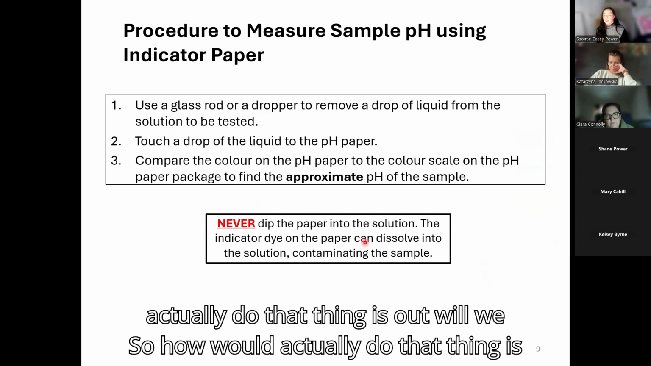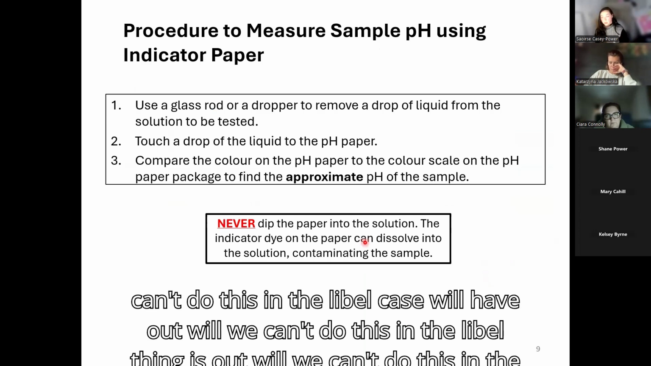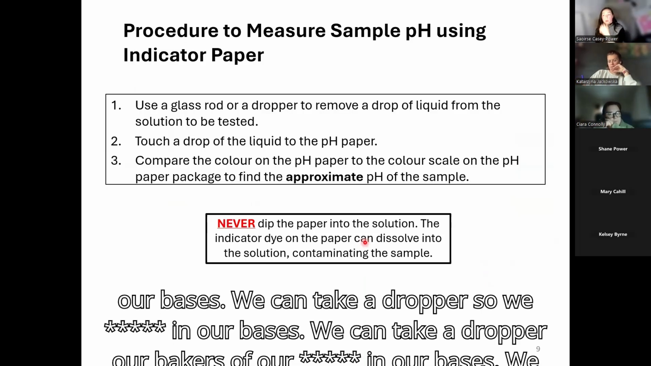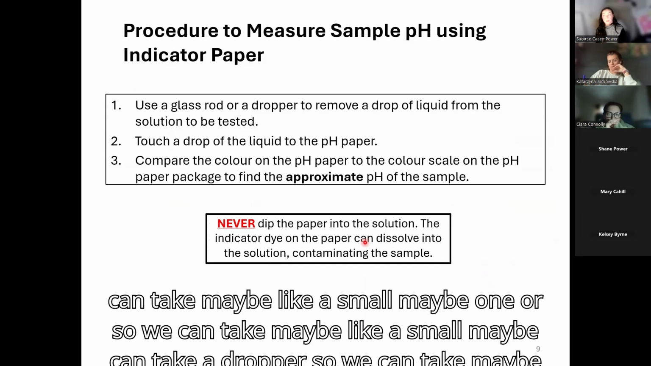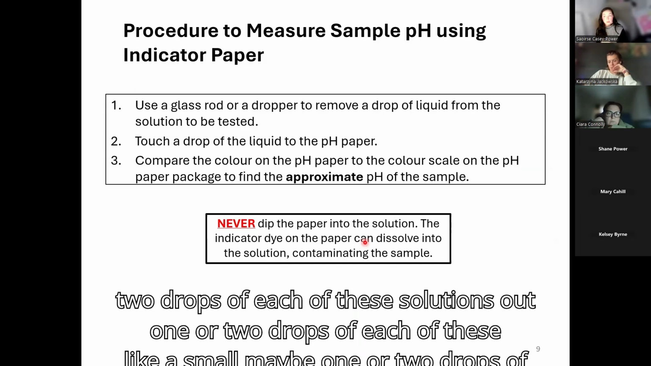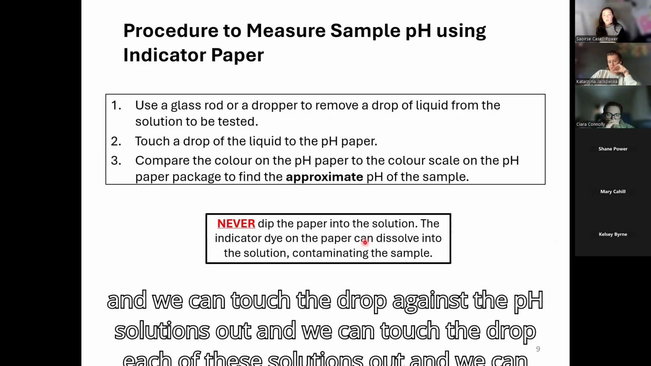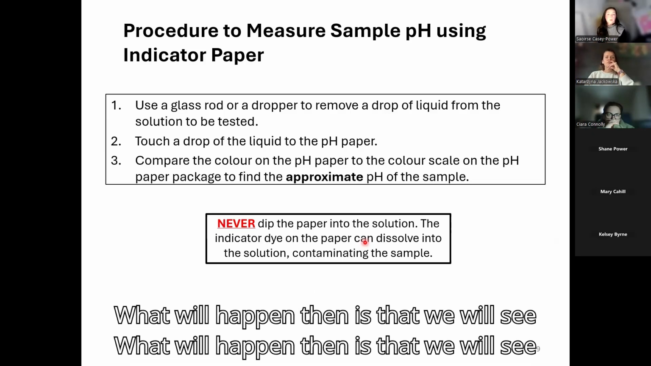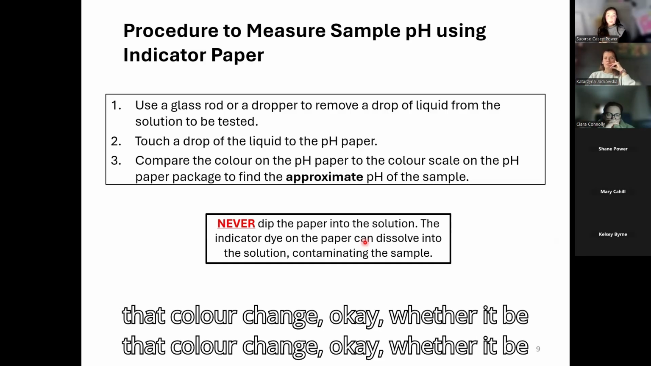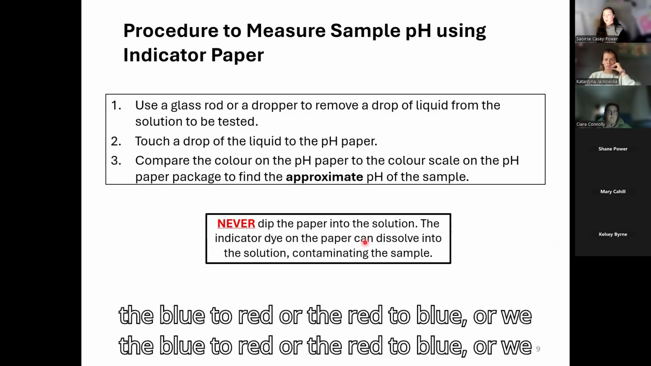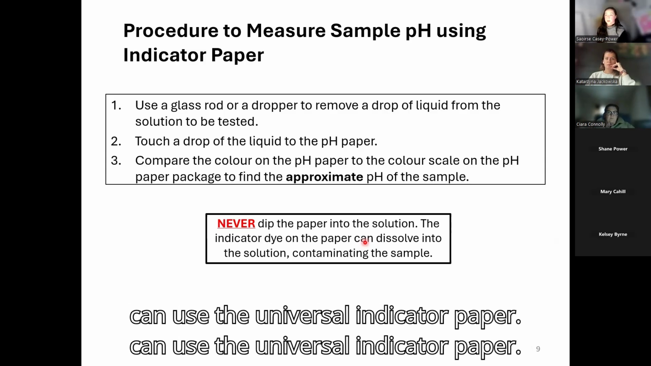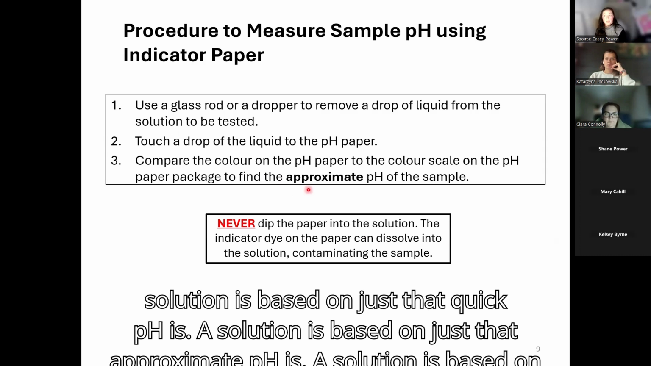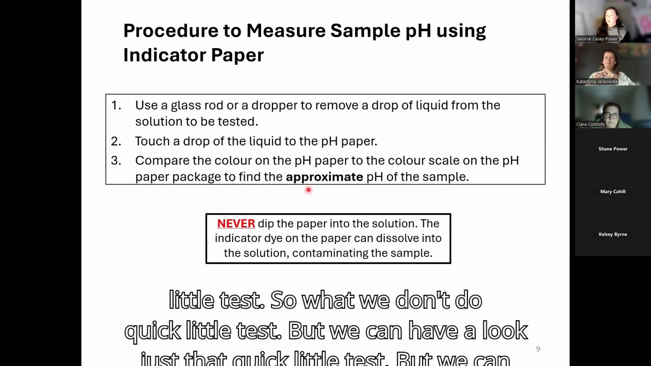So how you'd actually do that is that we can do this in the lab. We'll have our beakers of our acids and our bases. We can take a dropper, take maybe 1 or 2 drops of each of the solutions out, and touch the drop against the pH paper. We will see that color change, whether it be the blue to red or the red to blue, or we can use the universal indicator paper and have a look to see what the approximate pH of the solution is based on just that quick little test.